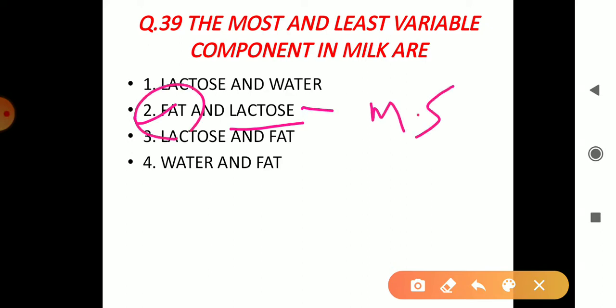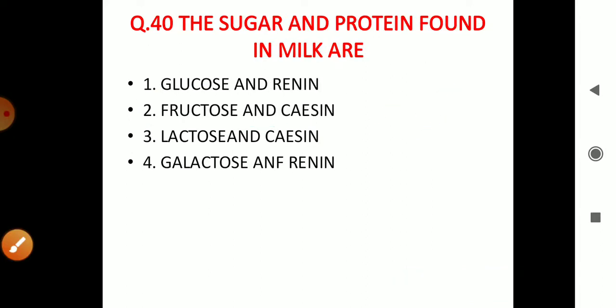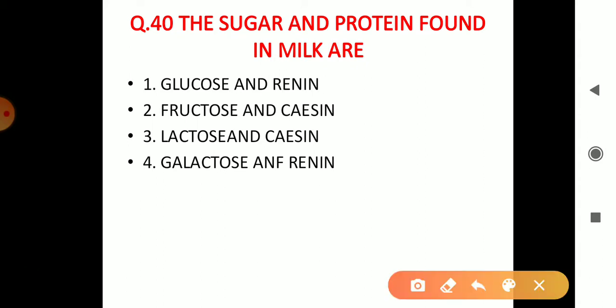Coming to the next question, the sugar and the protein found in milk. I have already told you, sugar is nothing but lactose, and the protein is casein. Dear students, I apologize for my wrong statement in the previous lecture, in which I said renin is the milk protein. Please correct it. It is casein.